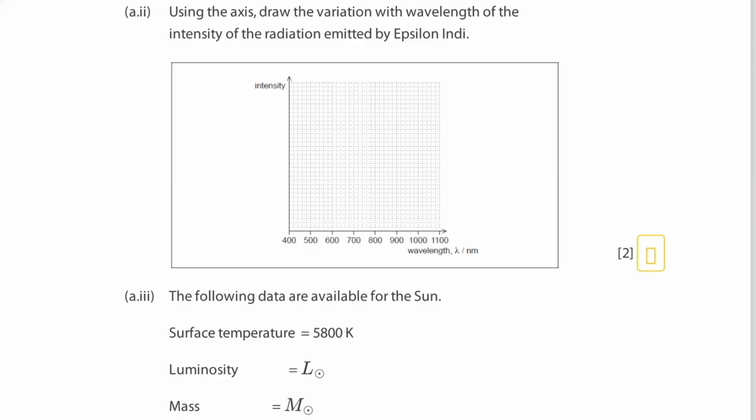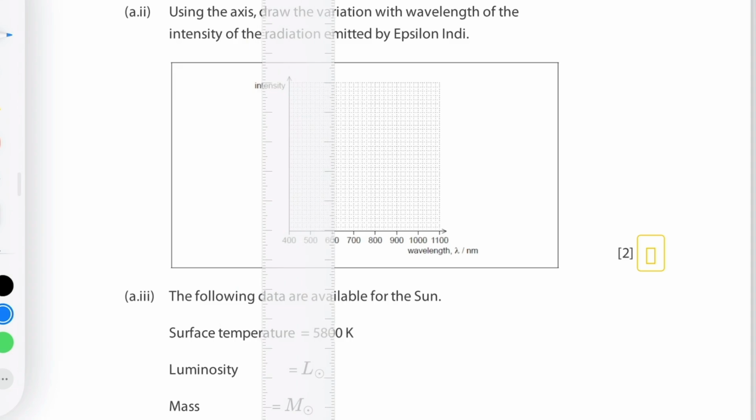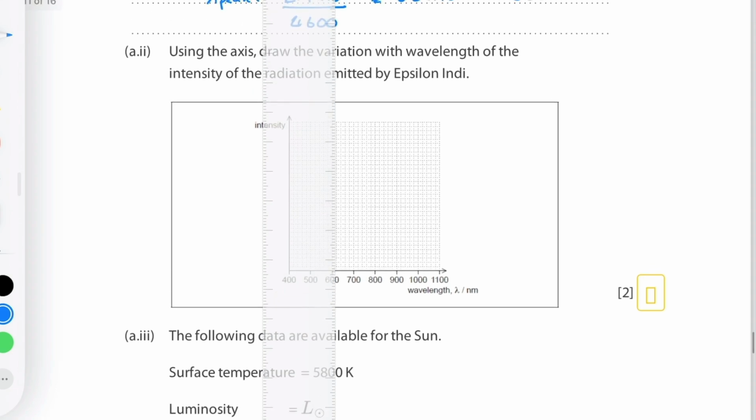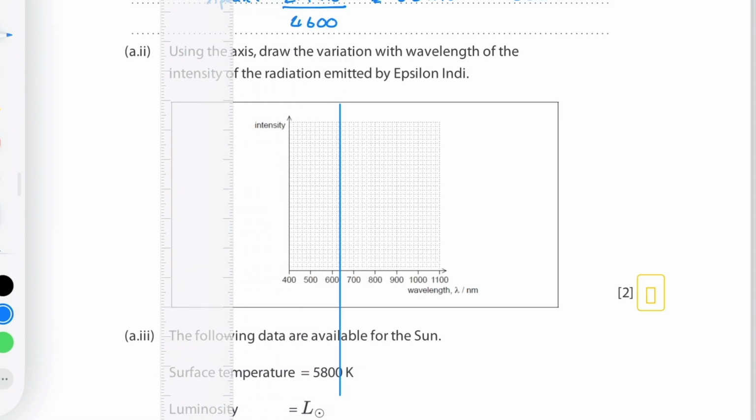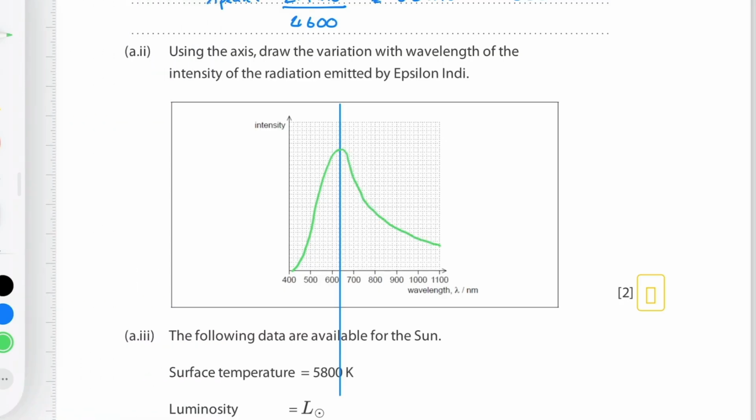A2, using the axis, draw the variation with wavelength of the intensity of radiation emitted by Epsilon Indi. So we want to put a peak wavelength in around about 630 nanometers there. And it's got to have the curve of the black body curve, with a tail on that side. So we want a black body curve with a peak at 630 nanometers.